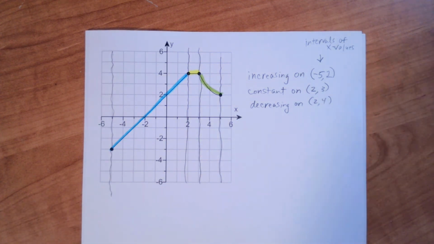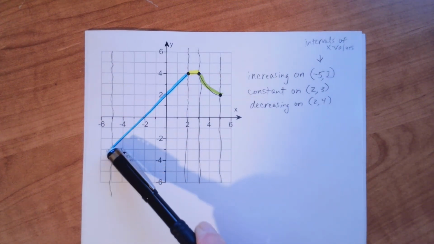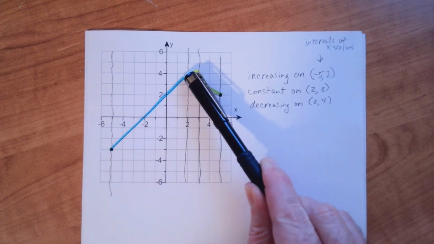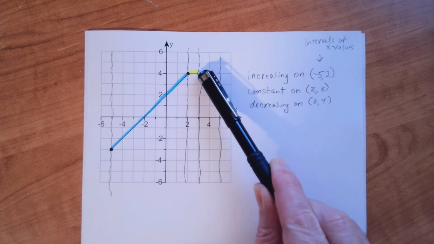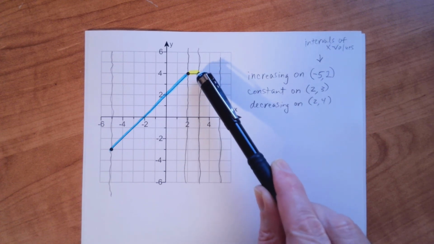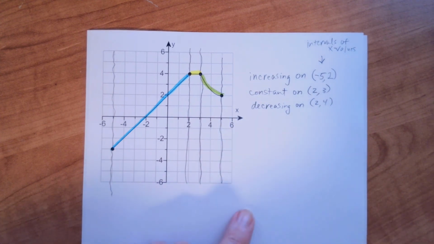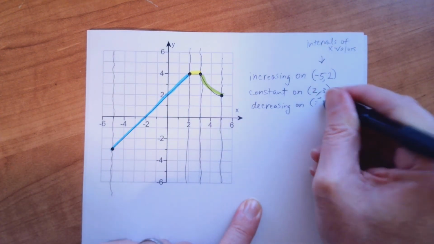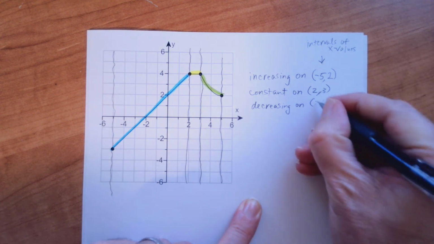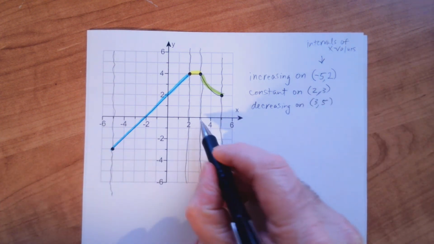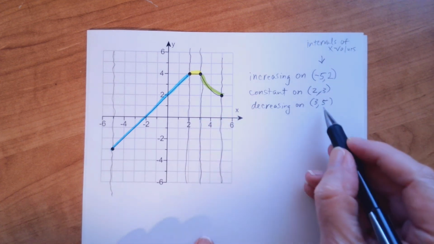And so again, the thing I would stress here is all of our intervals are intervals of x values, and we're describing what's happening to the graph. So, starting here, when x goes from -5 to 2, we're increasing, and then from 2 to 3, we're constant, and then from 3 to 5, oh, I messed that up. That should be 3 to 5. So when x goes from 3 to 5, we're decreasing.